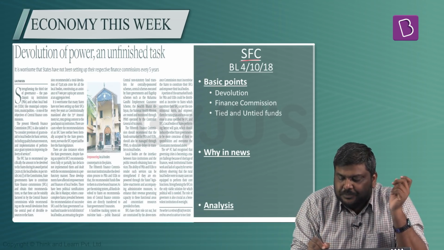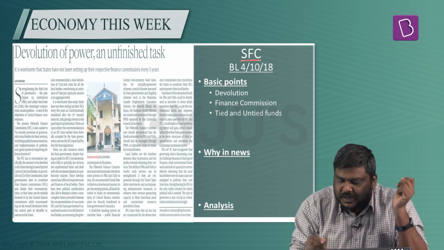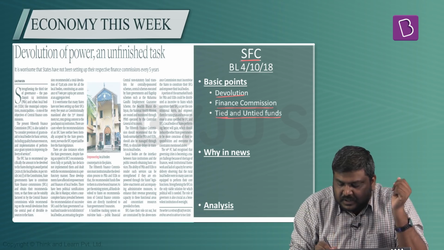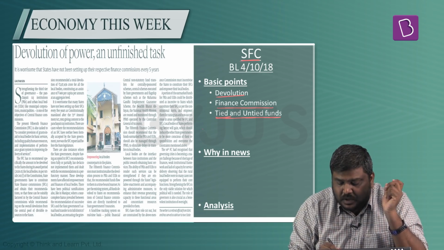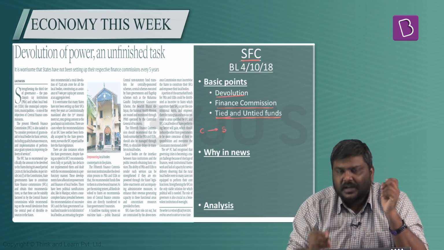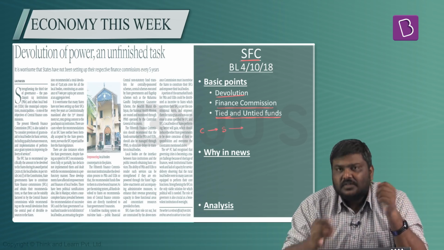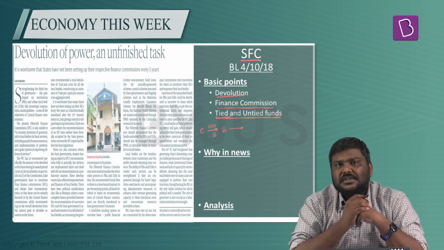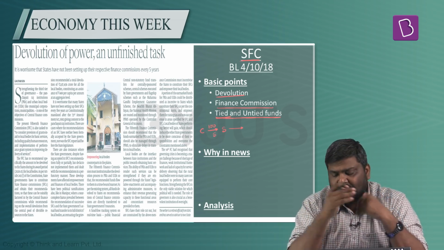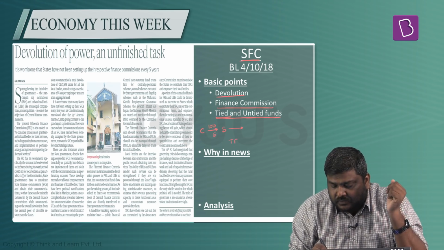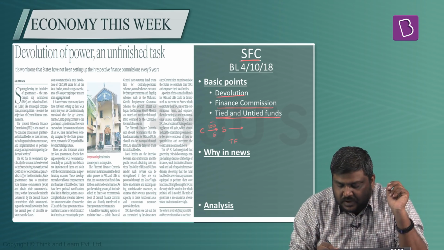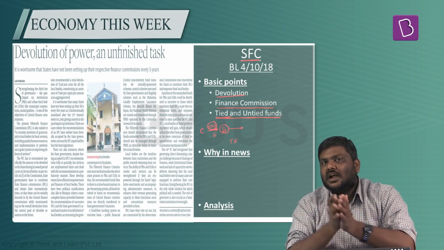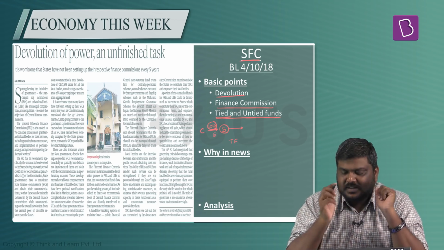The next article is related to the state finance commissions. Some of the basic points that you need to understand are finance commission, devolution, tied and untied funds. First, let me start with tied and untied funds. Tied funds means the central government will transfer certain funds to, let's say, the state, and the state government will utilize the funds. If the central government says, I will give you 100 rupees, use it only for sanitation purposes or construction of infrastructure for sanitation, these kinds of funds are called tied funds. And if the central government says, I will give you 100 rupees, use it for any infrastructure that you want to develop, these kinds of funds are called untied funds. What is the importance? We'll understand in some time.